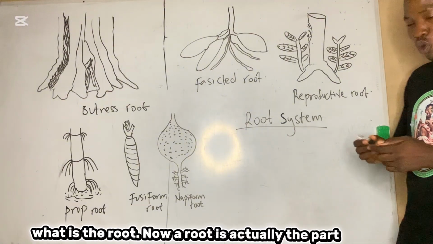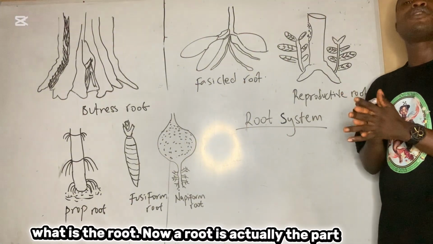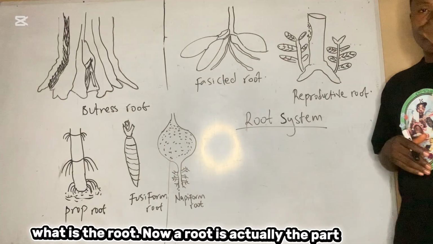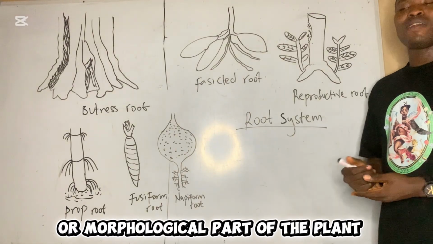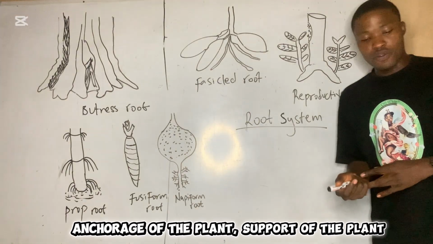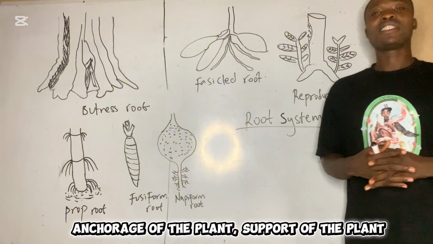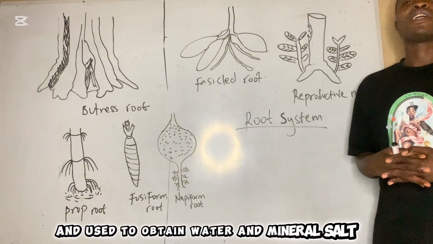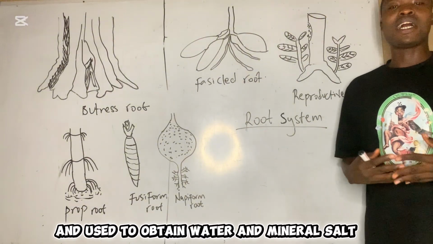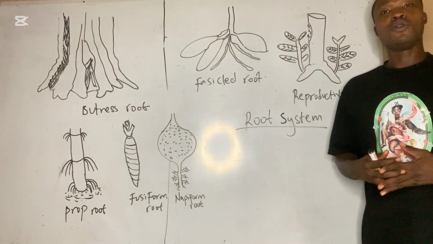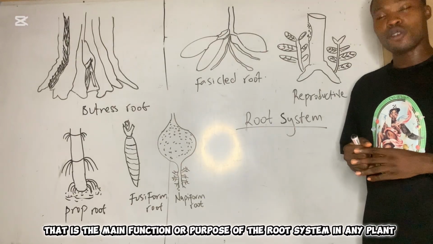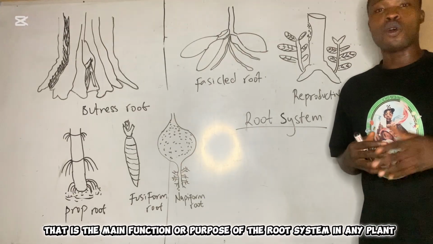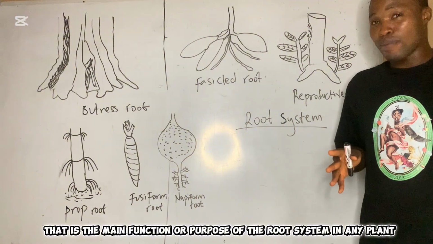Now, what is a root? A root is for anchorage of the plant, support of the plant, and to obtain water and mineral salts. That's the main function or purpose of a root system in any plant.